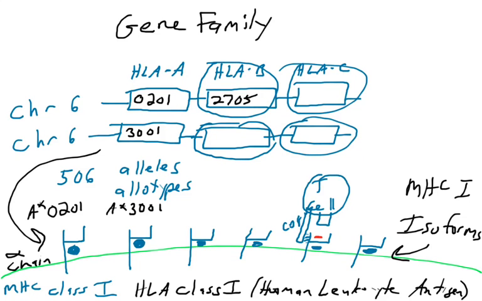So far, on the surface of the cell, we have MHC class 1 molecules. The first one is encoded by the A0201 allotype or allele. The second one is encoded by the A3001 allotype or allele. Now let's talk about an HLA-B allele called 2705, right?